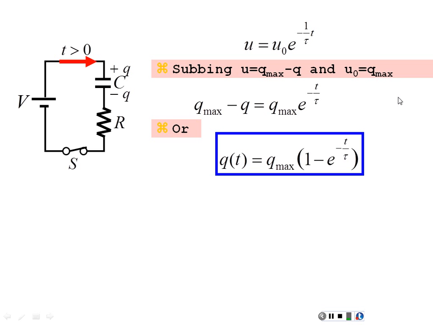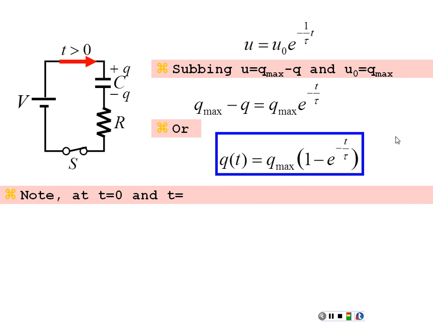Let's see if it reaches our boundary conditions. When I first close the switch at t equals 0, I'm going to have 1 minus e to the 0 power. E to the 0 is 1, so I have 1 minus 1 in my parentheses, which is 0. And I'll have that there's no charge on the capacitor at t equals 0. When I first close the switch, the capacitor has not developed any charge on it yet.